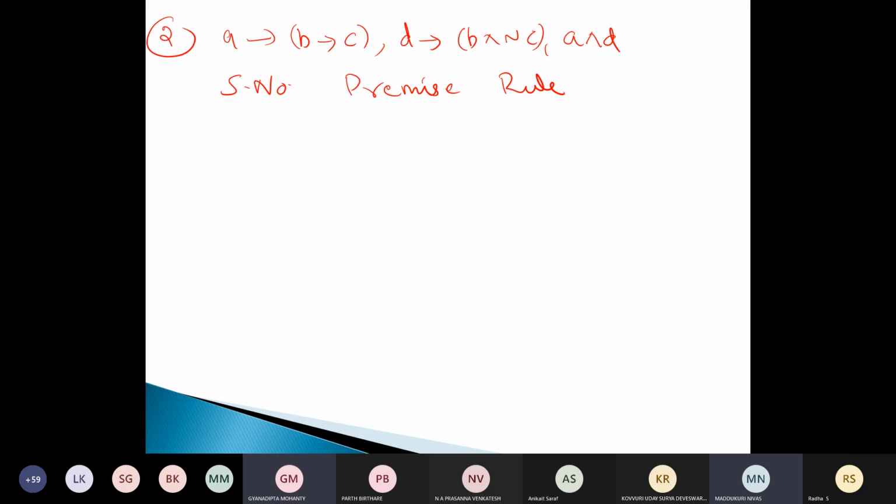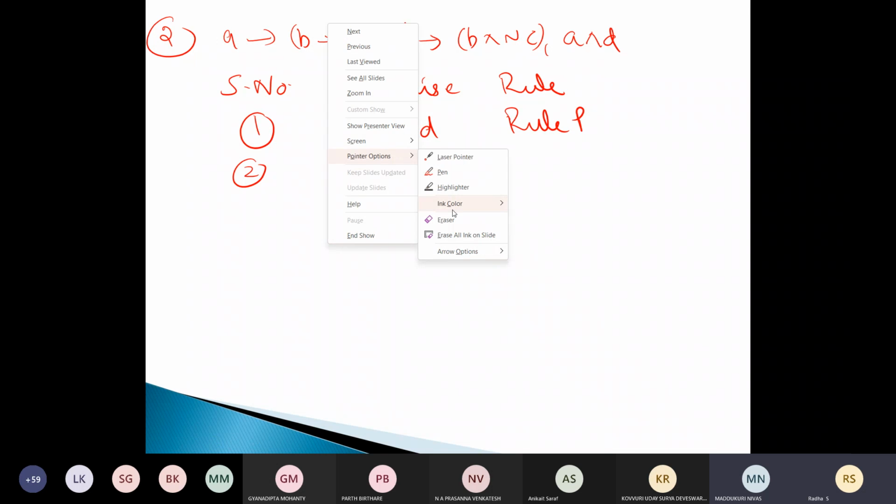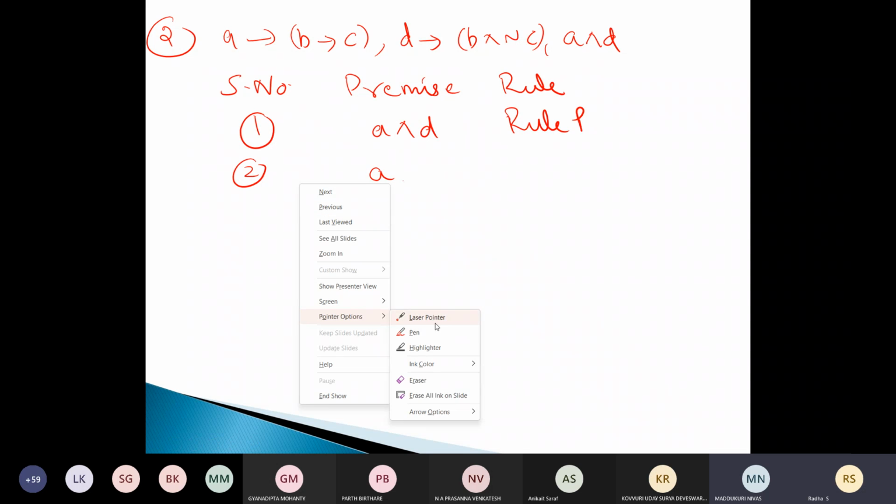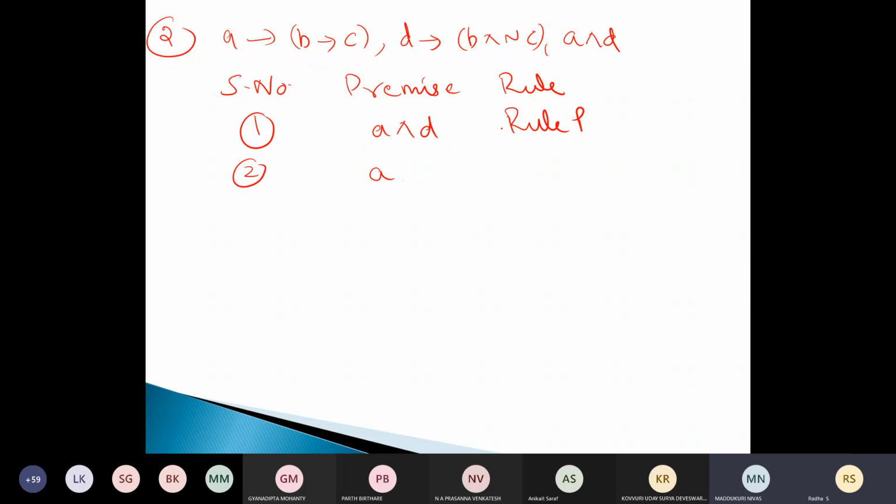Ma'am, from A and D, A can be taken as true, even D can be taken as true, and then we can use the other rules. Yes, correct. So first I'll introduce A and D, rule P. A is true. I can write like this: A is true, D is also true. Or if you want, you can write it in two different ways. A is true, simplification of 1.